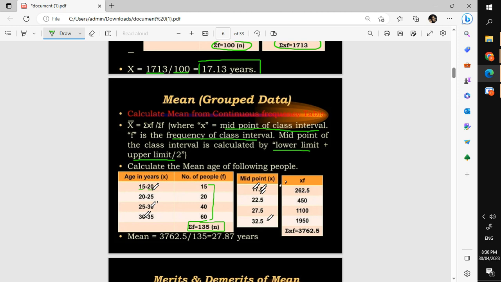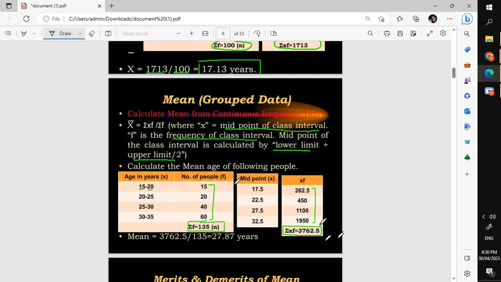So 17.5 times 15, that's 262.5. 22.5 times 20, that's 450. 27.5 times 40, that's 1,100. 32.5 times 60, that's 1,950. Then you add this one again, and then you have here 3,762.5. So once you have these values, directly substitute.